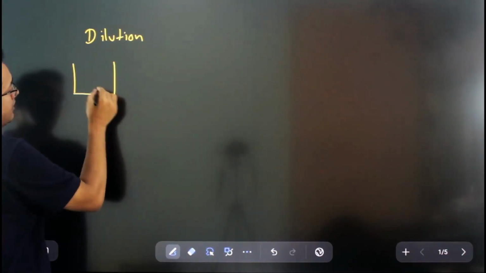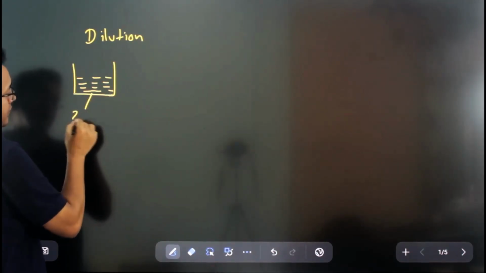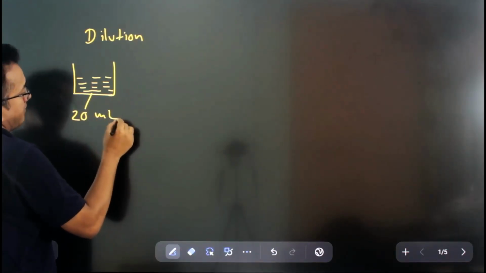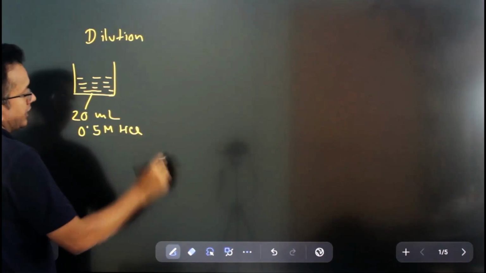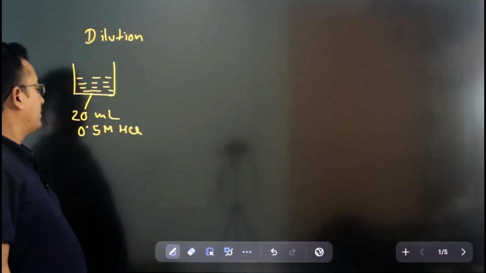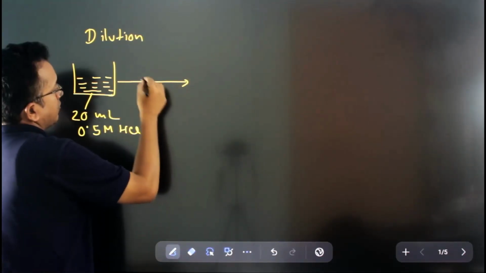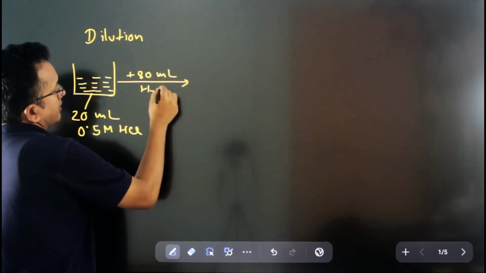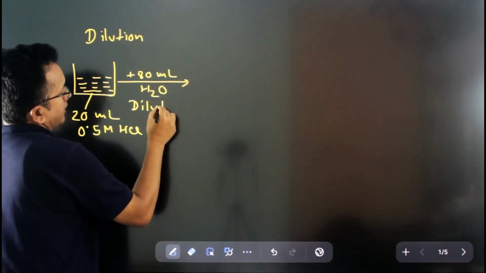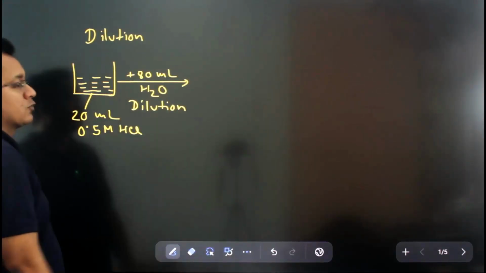So first let's check the term dilution. Say in a beaker we have a solution which is 20 ml of 0.5 molar HCl, and we are adding 80 ml of water. This process we call dilution.